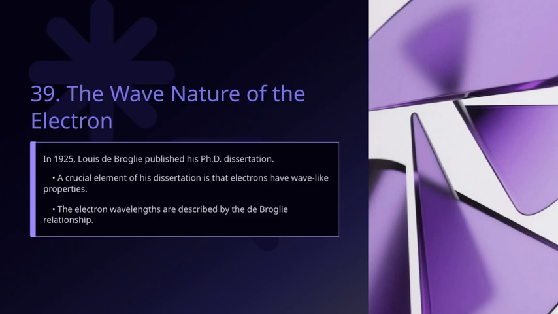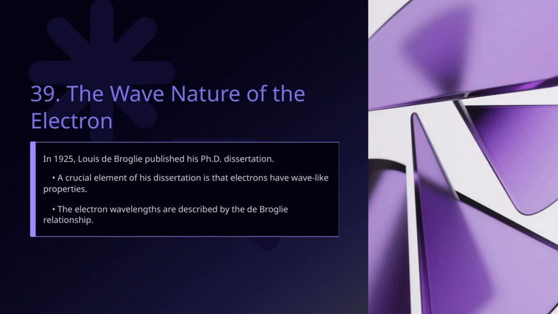Now, let's talk about how the electron wavelengths are described by the de Broglie relationship. This is a key concept because it links the wave and particle nature of electrons. A crucial element of Louis de Broglie's dissertation was the idea that electrons don't just behave like particles, they also exhibit wave-like properties. In 1925, de Broglie published his PhD dissertation, where he proposed this groundbreaking idea.